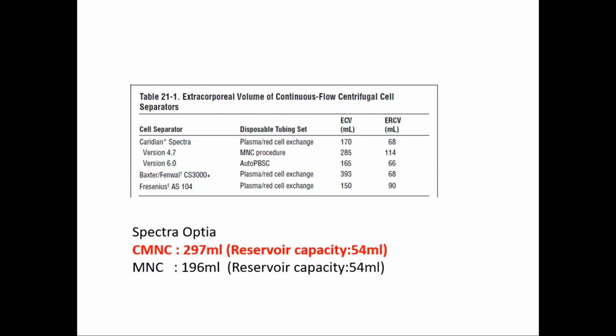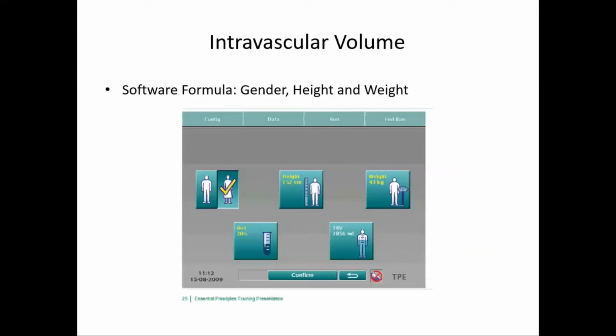Now it is only continuous mononuclear cell collection. For a Haemonetics, it is somewhere beyond 350 ml to 400 ml. And for Comtech, it is 197 ml, I believe. So the extracorporeal volume changes for each patient. So you identify what is your extracorporeal volume for your procedure.